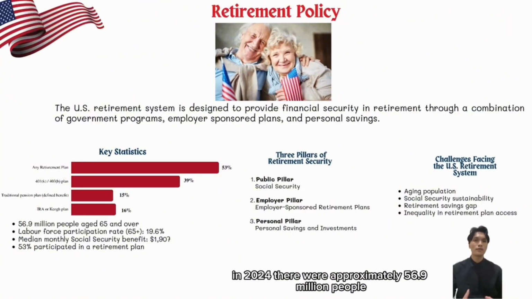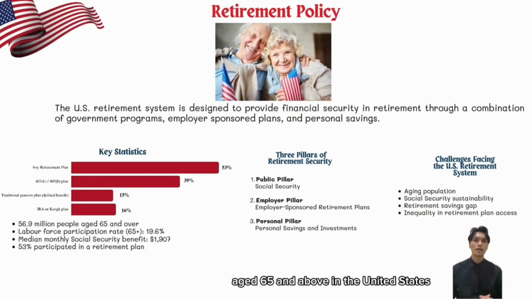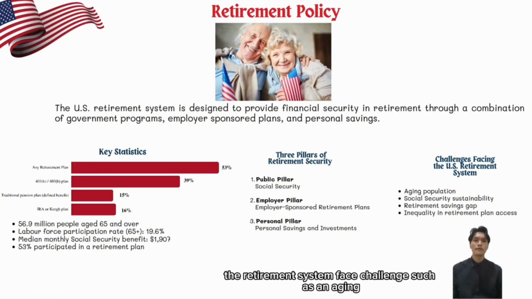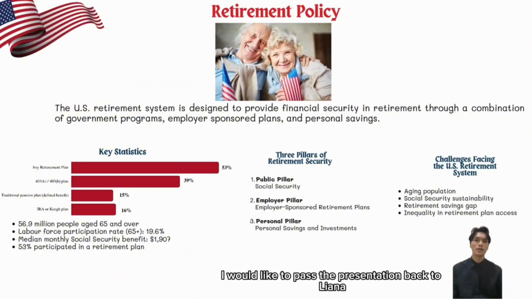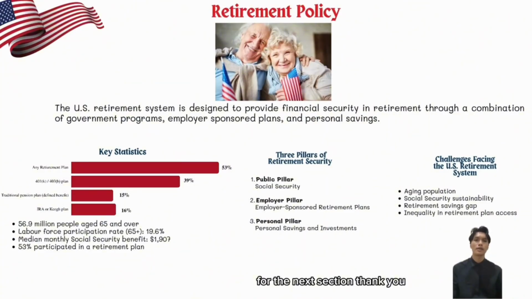In 2024, there were approximately 56.9 million people aged 65 and above in the United States. However, the retirement system faces challenges such as an aging population, Social Security sustainability, and insufficient retirement savings. With that, I would like to pass the presentation back to Liana for the next section.